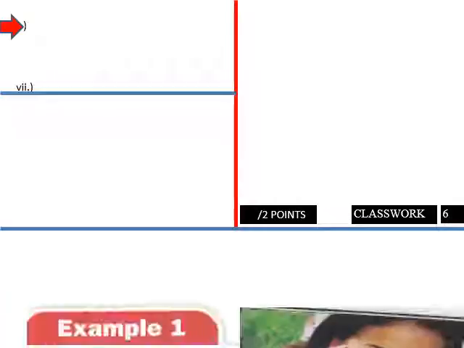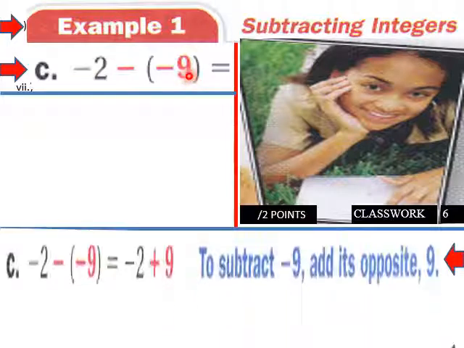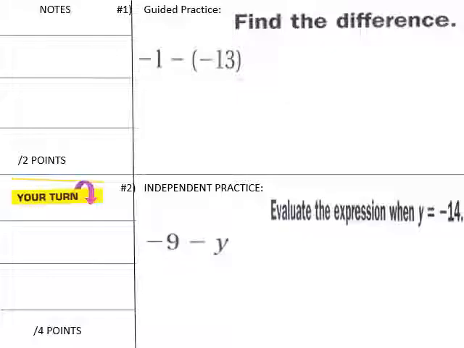And then part C here, negative 2 minus the negative 9. So to subtract negative 9, add its opposite, 9. So this is your opposite here of this number, it would be a positive 9. So negative 2 plus positive 9 would be positive 7 here.